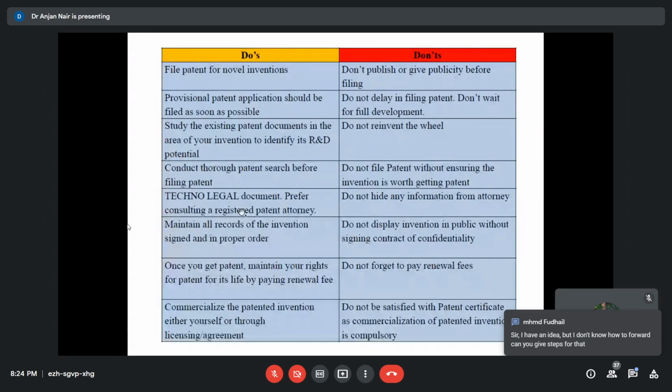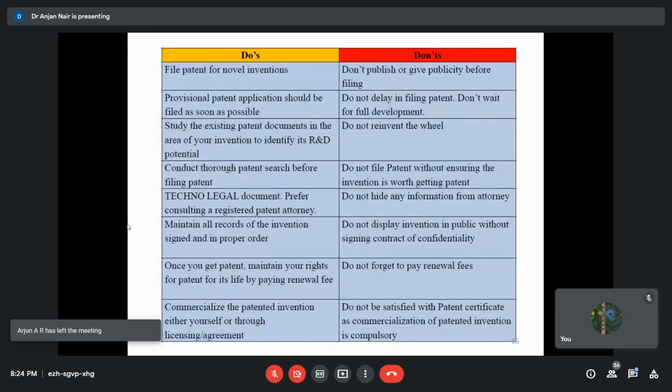So why I have taken all the IPs basically is that many of you might want to start a new company or something, so you should be aware. As I told you, not filing any particular IP, for example, design or trademark, can end up being a costly affair.